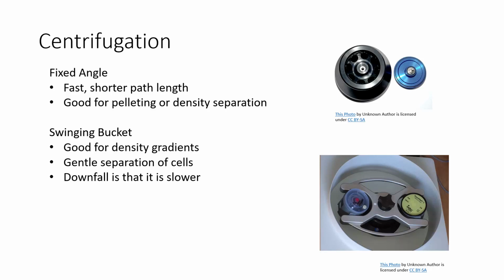Swinging bucket is good for density gradients. It allows for the gentle separation of cells. The downside is that it's slower, but this one is more useful in separating blood. Centrifugation at the wrong speed or RCF can also lead to hemolysis. So we want to make sure that we're following appropriate centrifugation procedures.